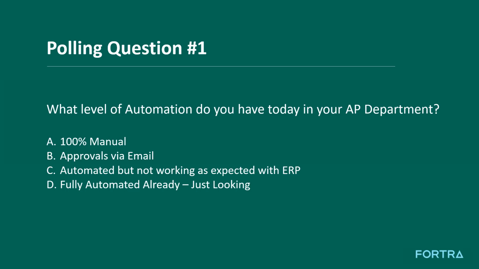So what level of automation do you have in your AP department today? The first choice is A, 100% manual. B is approvals via email. C is automated but not working as expected with the ERP system, and D is fully automated already, just looking. I'll give you just a few seconds here to type that into the chat window again, and then I'll calculate those results here in a few minutes.